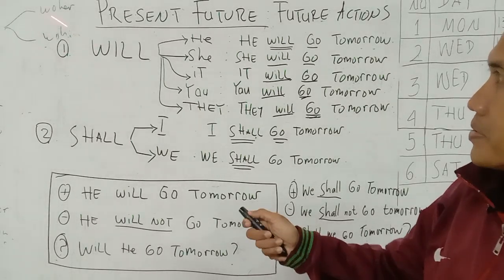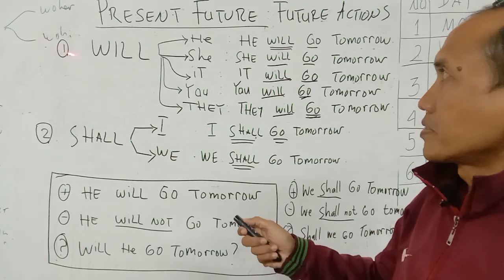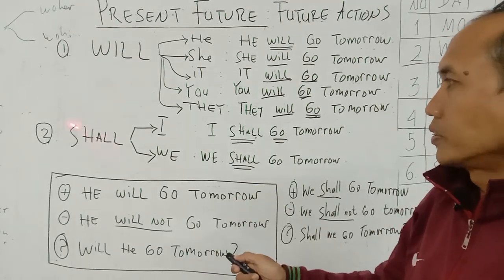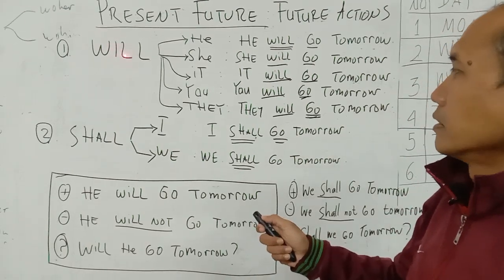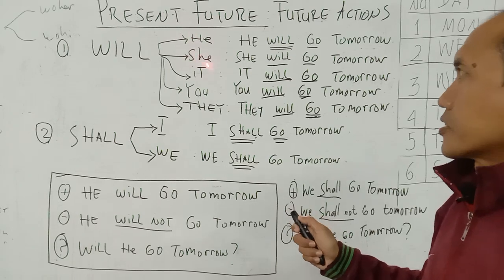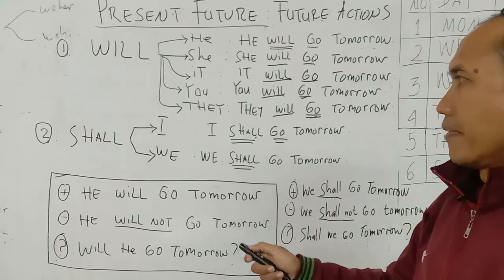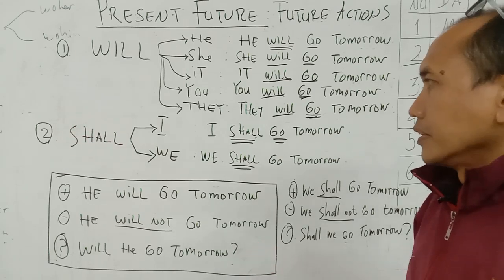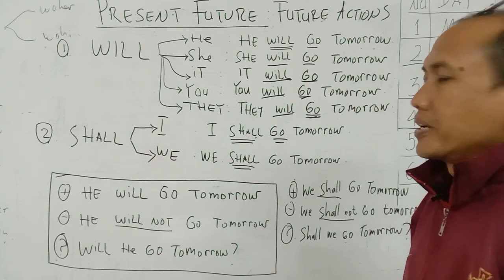There are two ways to form the present future. What I know is the first is you use will, and the second one you use shall. And we use will with the subjects he, she, it, you, and they. And for shall, you use it with the subject I and we.